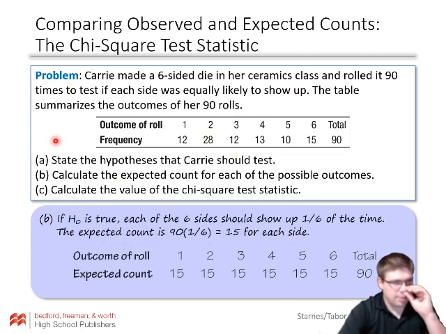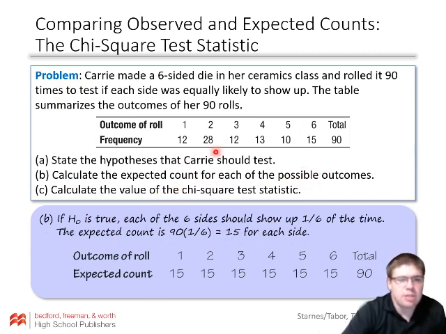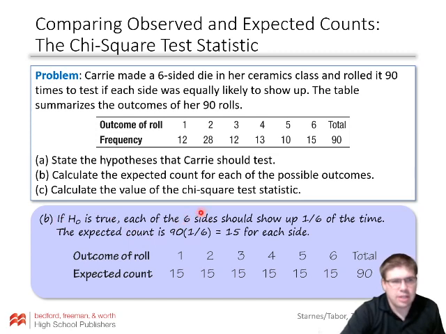So part B says calculate the expected count for each of the possible outcomes. So we're going to go with 1/6. If the null hypothesis is true, each of the 6 sides should show up 1/6 of the time. So the expected count is 90 times 1/6 for each one. It's 90 times 1/6 for all of them. In this case, since it's supposedly a fair die, they're all expected 15. We didn't observe 15 across the board. That's what we expected for each of those.